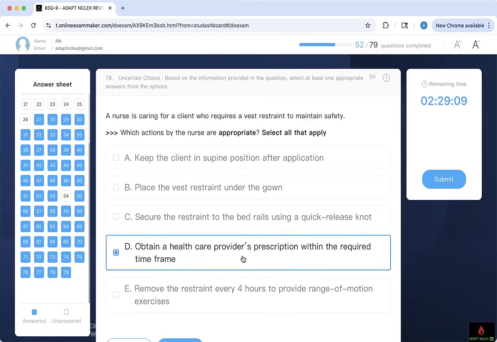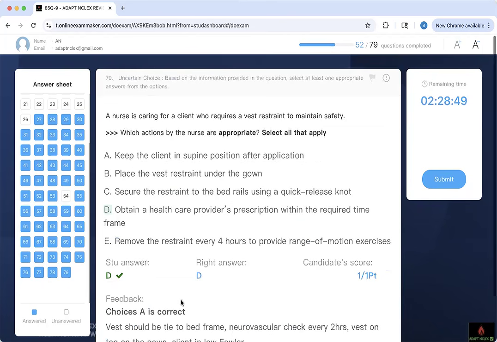You need a prescription from the provider. The bed rails are not designed to tie what? You can't tie any restraint there because it's movable. The vest should be on top of the gown. And the client should never be supine because then they will aspirate. That's the key. 85 questions.